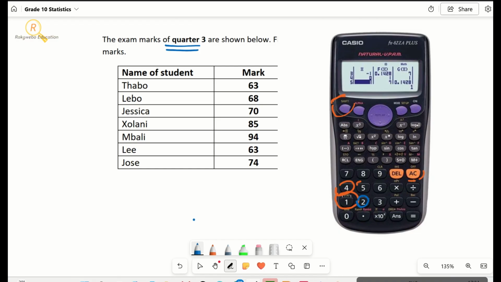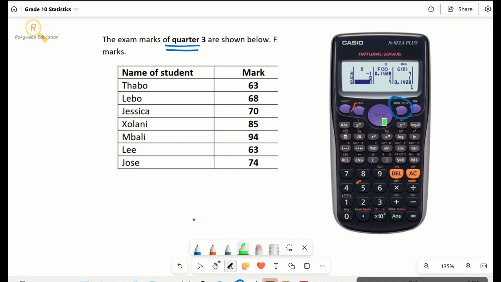So can you guys press the mode button for me? Then you're gonna get 3 options. Take the stat option, statistics. And then you're gonna get like 8 options. Take the first option, that's var. Var means variance, ne? Then after that, you're gonna get a column.